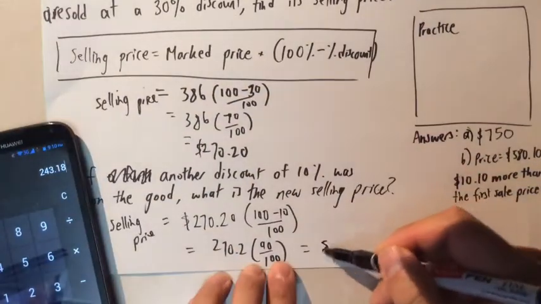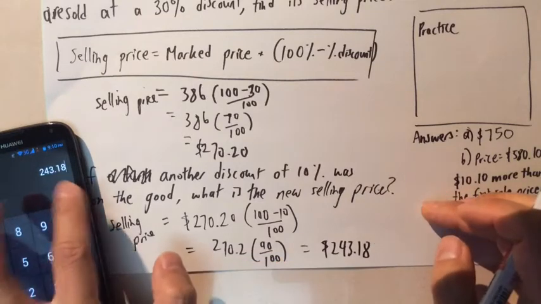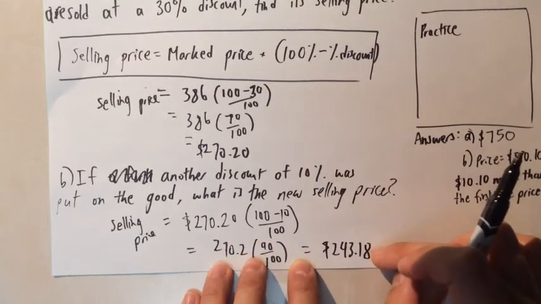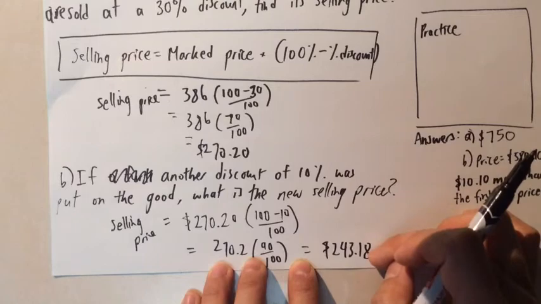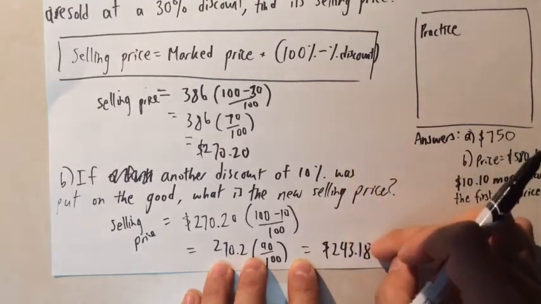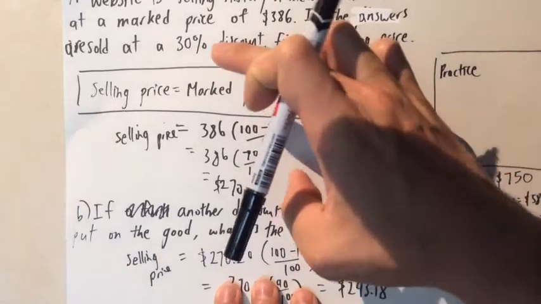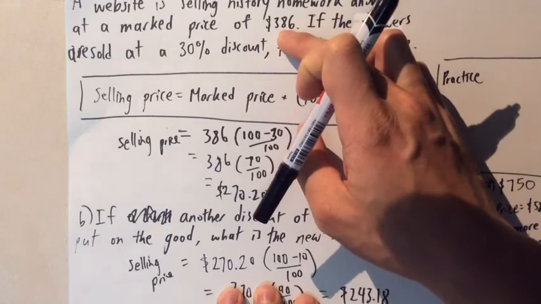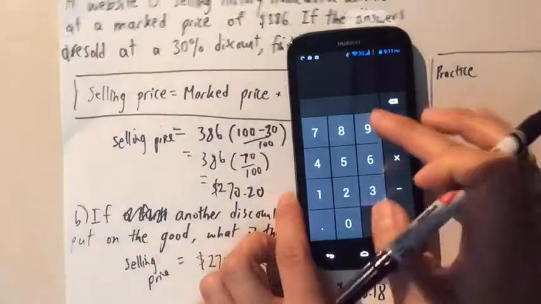$243.18. Okay, so we know that applying a further discount here would give us a different value. Remember, applying a further 10% would not give us the same answer as if we subtracted 40% from $386. Okay, keep that in mind. It's not that simple.